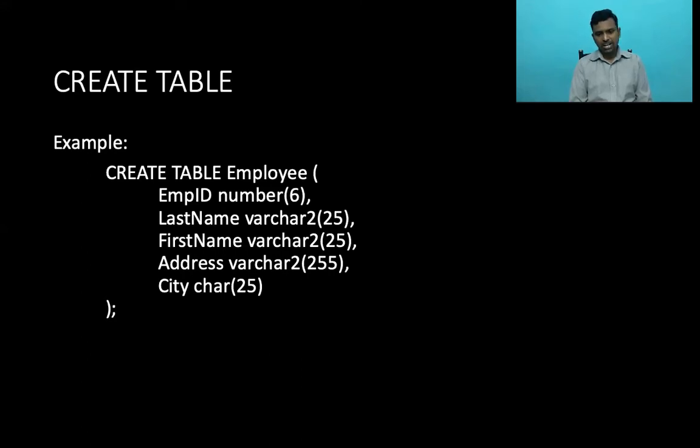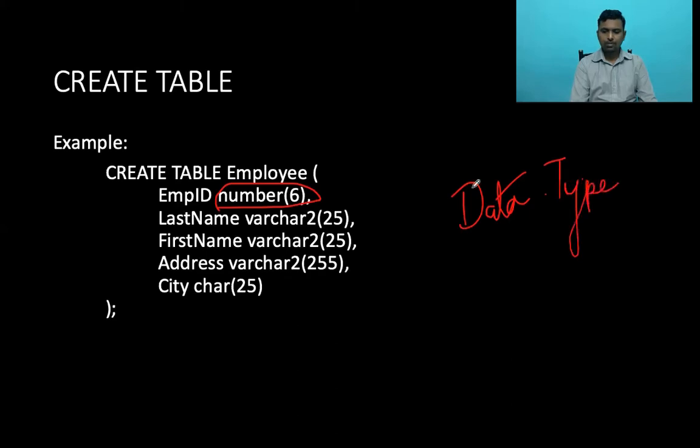What are they? Employee ID, right? So employee ID is the column name that I'm going to represent, and followed by that you can see something called number. Now here this number is a data type. So when I say data type, it represents what type of data I'm going to store. It's called a data type. So this number, varchar2, char, all these are data types.